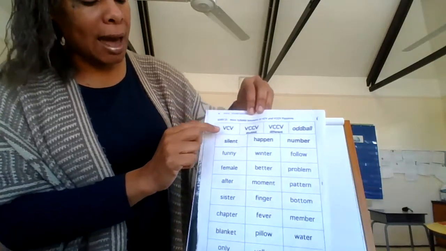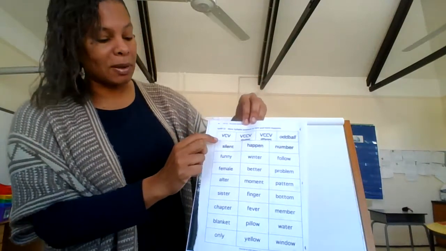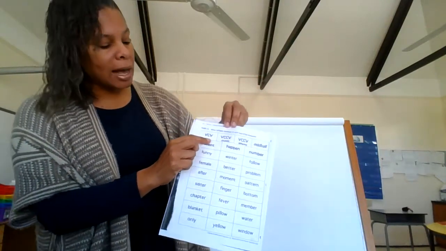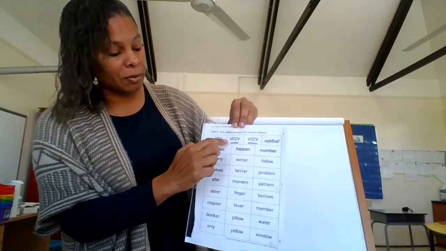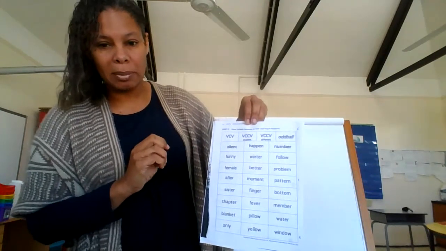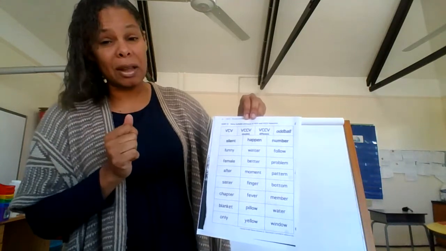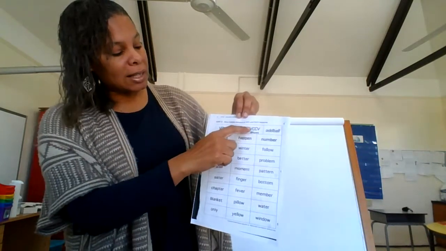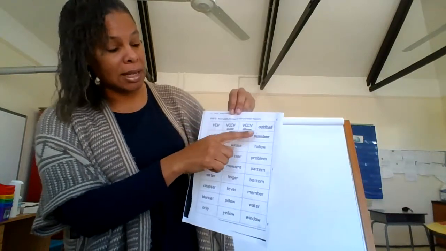We're going to have VCV. Do you remember what VCV stands for? That's going to be vowel, consonant, vowel. We're going to have VCCV doublet, so vowel, consonant, consonant, vowel, doublet. What do you think doublet might mean? Well, double means 2, so it's going to be letters that are the same. VCCV different, so vowel, consonant, consonant, vowel, different, and then oddball.